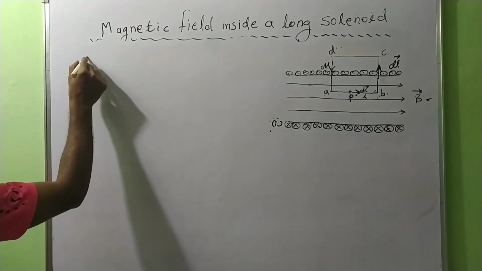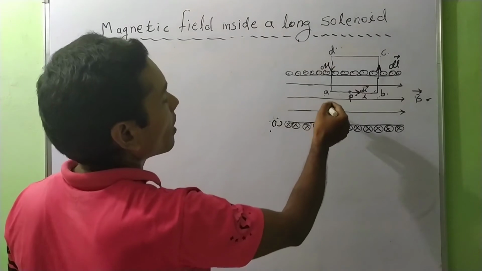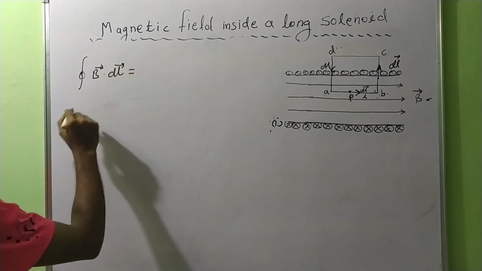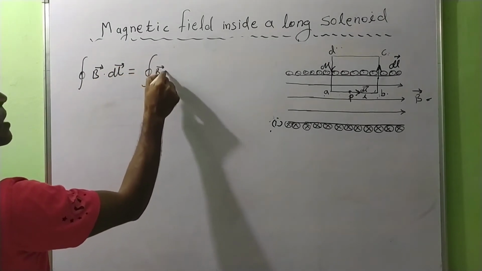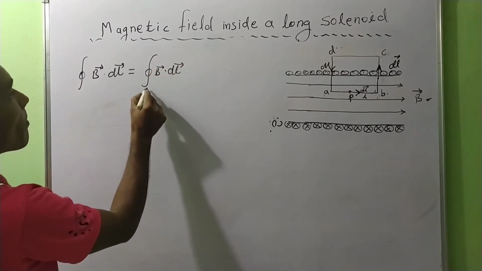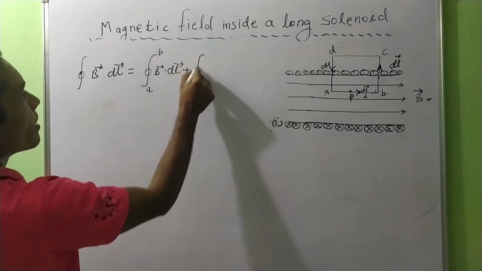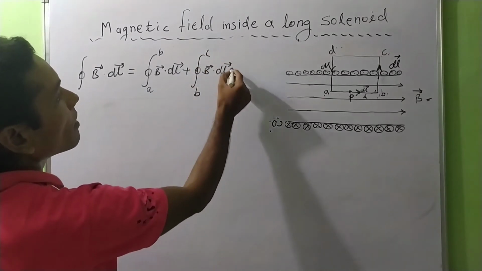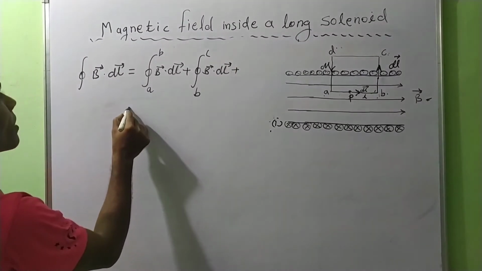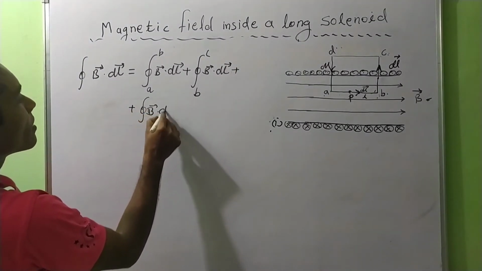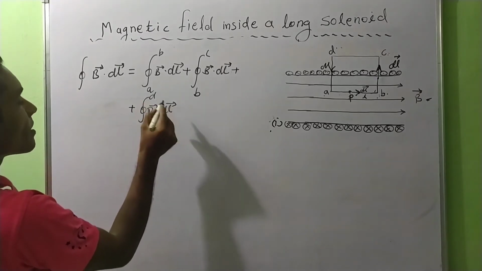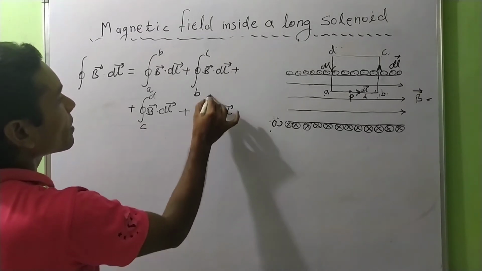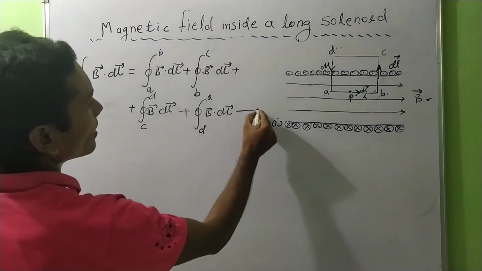The line integral of magnetic field along the closed rectangular path ABCD will be equal to the line integral of magnetic field along path AB plus the line integral of magnetic field along path BC plus the line integral of magnetic field along path CD plus the line integral of magnetic field along path DA. Okay, let this be equation first.